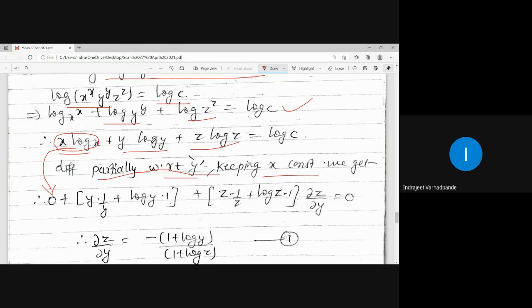So y into log y, the derivative of y into log y will be by the product rule. First term as it is into derivative of log y, which is 1 by y, plus second term as it is into derivative of y, which is 1. So here I am left with 1 plus log y. Clear? Now we are differentiating z log z with respect to y because it is a differentiable function.